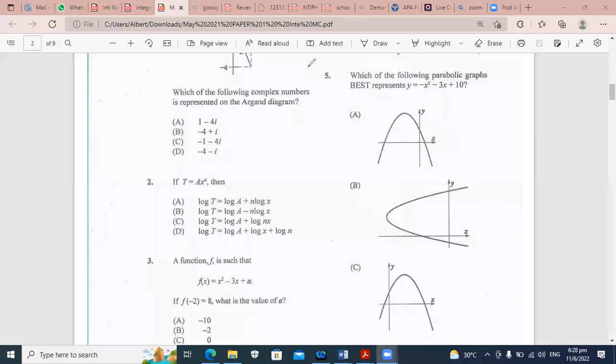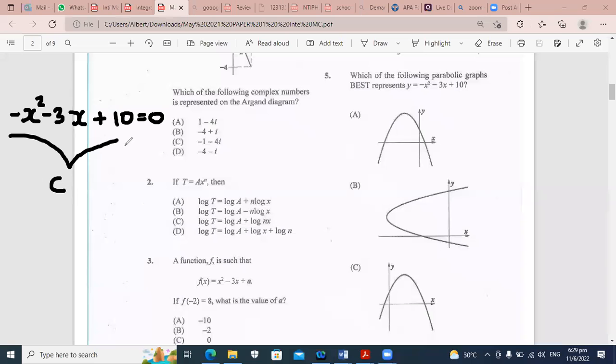Yeah, man. So, oh, I need some space. So I'm going to go over here. So we have minus x squared minus 3x plus 10. All right. Because it crosses the x-axis, we're going to put it equal to 0. Remember, this would have been the curve, and this would have been the x-axis. That's what it represents.